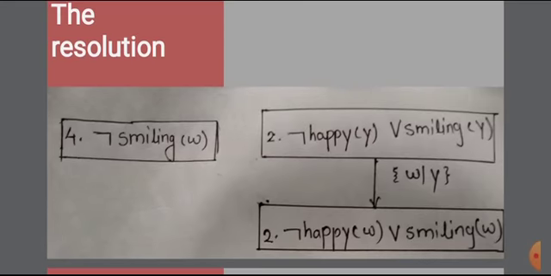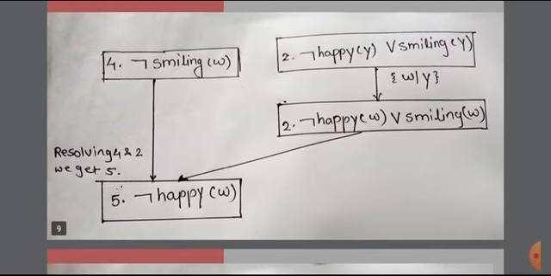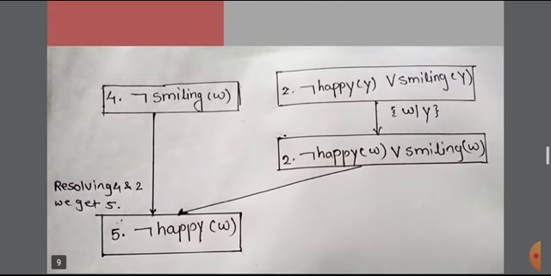After unifying, now we'll try to resolve clause number 4 and clause number 2. See what we'll get after resolving: the negation of smiling of W and smiling of W will get cancelled, and what will remain is the negation of happy of W. That is the new clause we get. We'll number it as the 5th clause. Previously we had 4 clauses which are already available in our example.